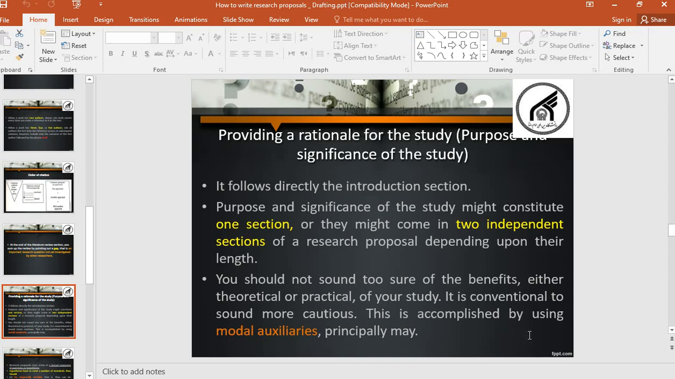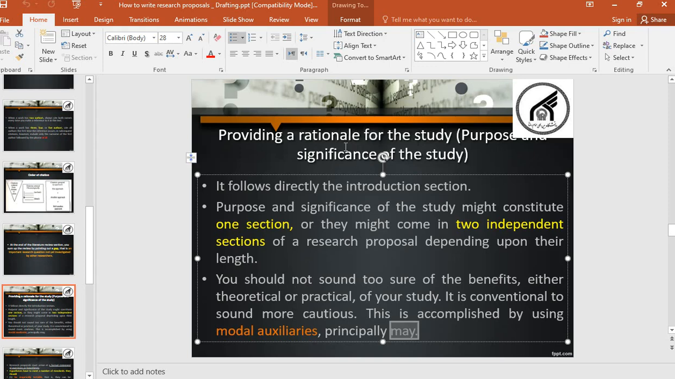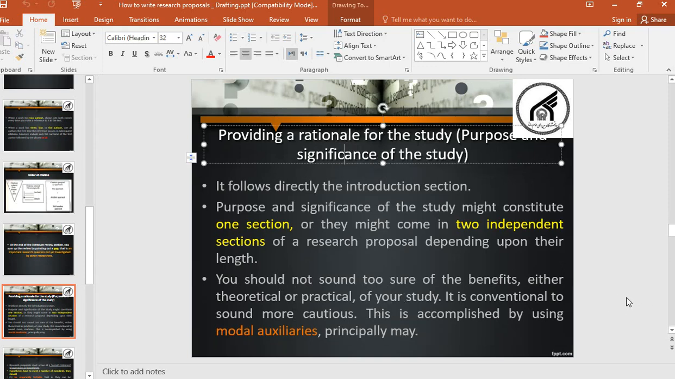This is accomplished by using modal auxiliaries, right? Principally "may." So as I told you, you can use "may," or "it may be the result of this," or "the benefits of this study may include" or "may consist of" these sections.